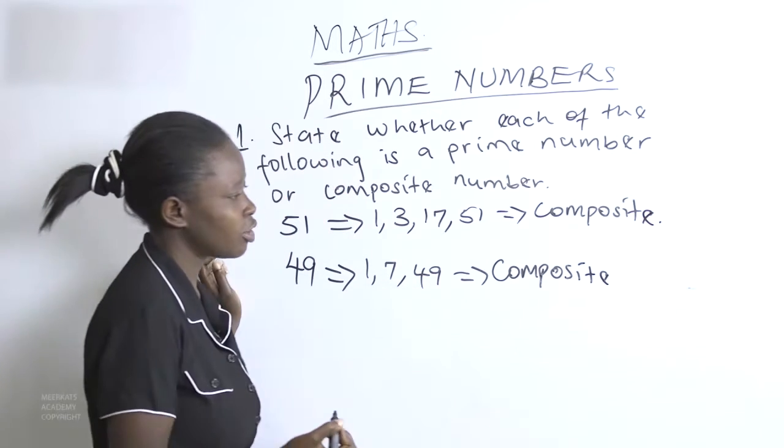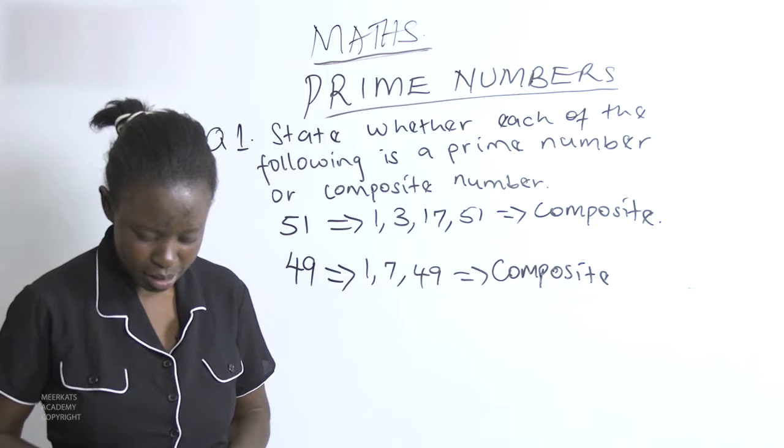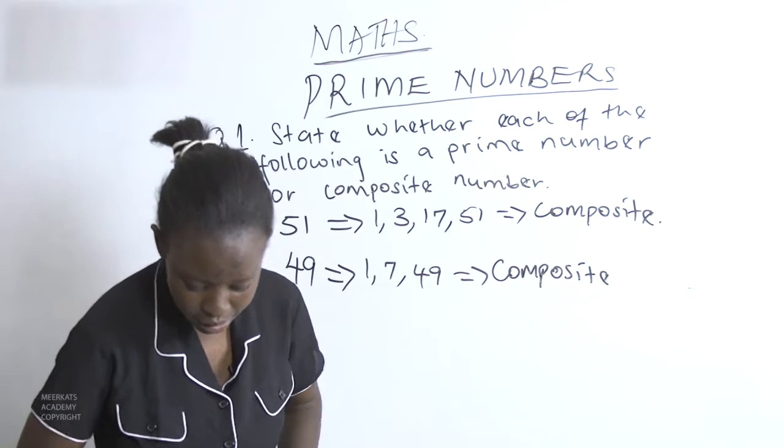So when you discover that your number has more than 2 factors, then it is not a prime number, it is a composite number.